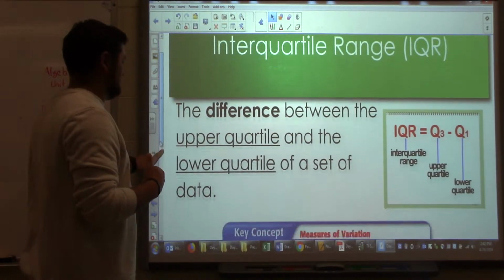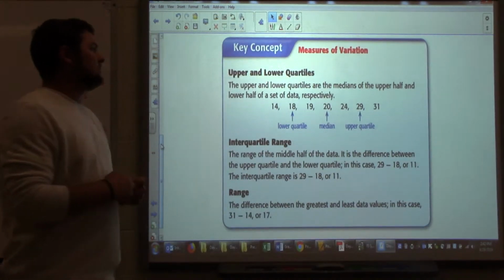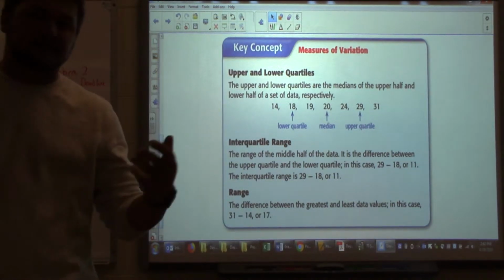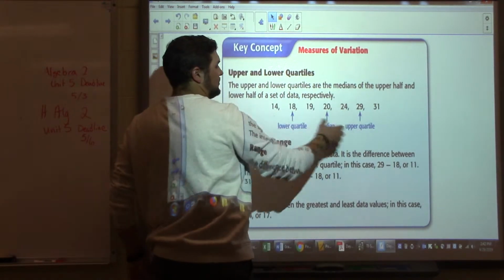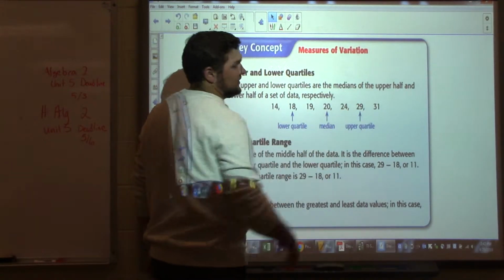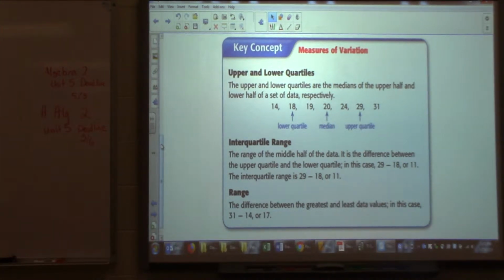Alright. So, erase that. Finding the IQR, upper and lower quartiles are the medians of the upper half and the lower half. You'll notice between the lower quartile, the median, and the upper quartile, that's what splits our data into 4 even parts. So to find our upper and lower quartiles, the first thing you need to do with a set of data is you need to find its median.